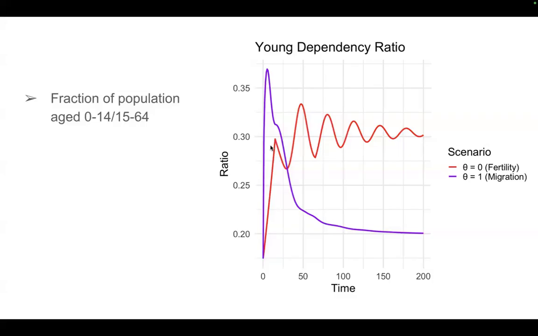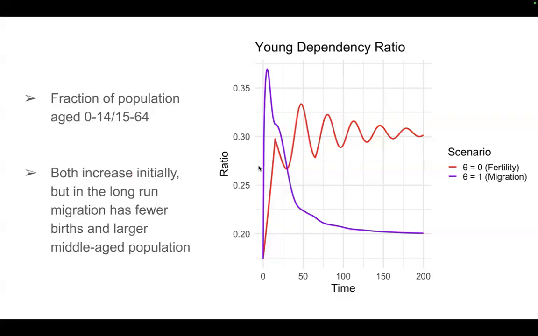But then what we see next is that in the long run, migration has fewer births and this larger middle-aged population, because in the migration case, we're adding a lot of people into those middle ages. So that's going to bring the young dependency ratio way down, whereas you don't really see that in the fertility case. And then you also have these oscillations, which are an artifact of the way Keyfitz's momentum works, where you change your fertility rates, and it takes a generation for that to show up in the next generation of people who are having kids and so on. So you get this wave-like effect where you eventually converge on some number.